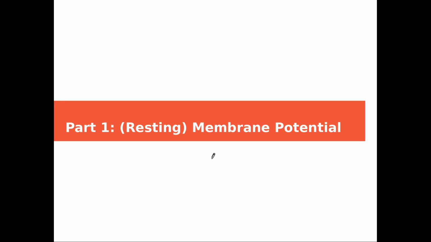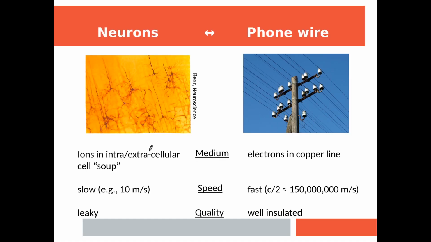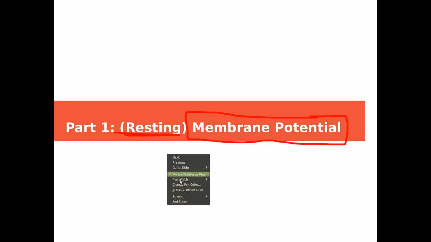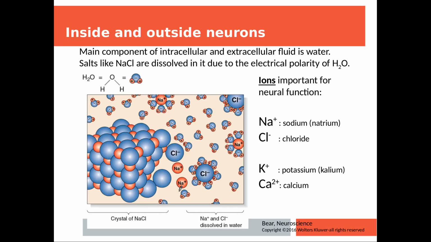So the first topic I'm going to introduce is membrane potential. And the easiest way to understand it is what is resting membrane potential. Resting, when the cell is not doing anything. So first we need to understand what is inside and outside of a neural cell, right?